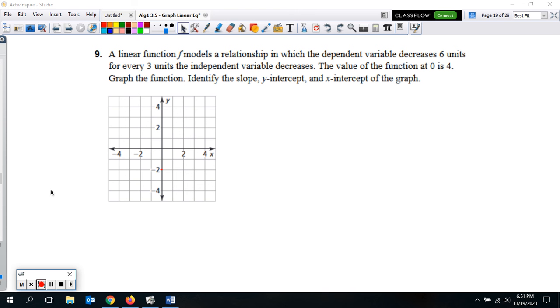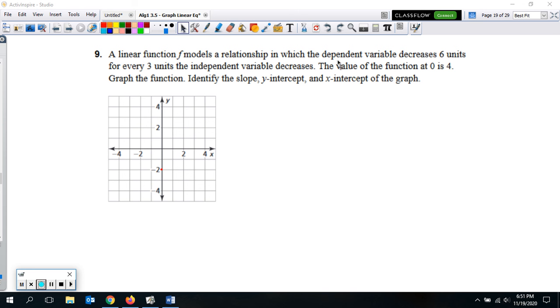Alright, so here's number 9, and it's back on our extra practice. So we are at the bottom of 83 here with this problem. As it says, a function f models a relationship in which the dependent variable decreases 6 units for every 3 units the independent variable decreases. Okay, so right there, we talked about this before, dependent and independent variables.